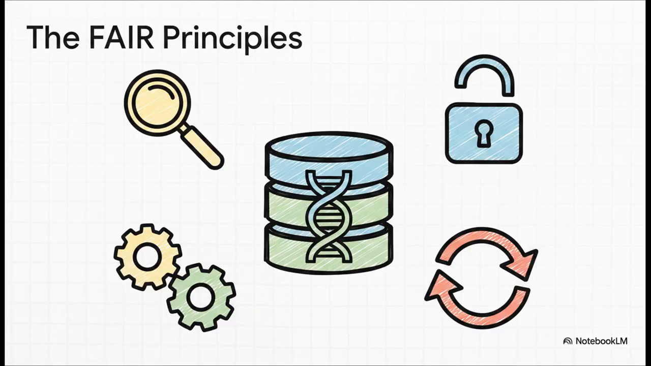So, how do we make sure all this hard work pays off for years to come? That's where the FAIR principles come in. The data has to be findable, accessible, interoperable, and reusable. This isn't just about being tidy, it's a whole philosophy that ensures the massive effort of sequencing a genome benefits scientists all over the world, not just the original team.